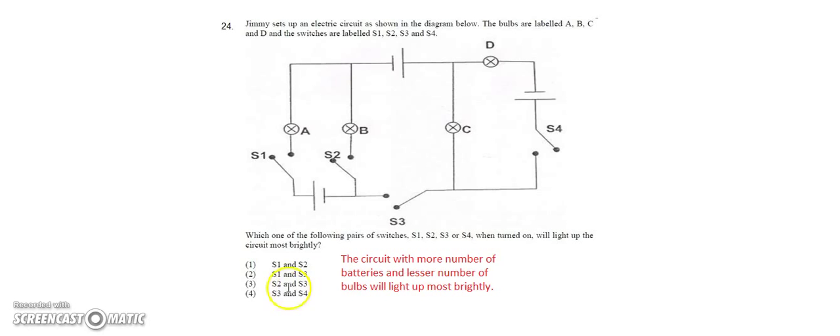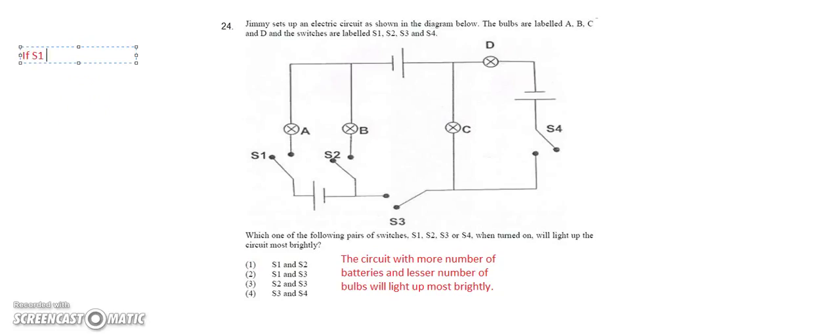Now let's take a look at the options. Option 1, switch 1 and switch 2. Now if you take a look here, if switch 1 and switch 2 is closed, that means this bulb A and B will light up, but they will be sharing power from this battery here. Okay, so let's make a note there at the side here.